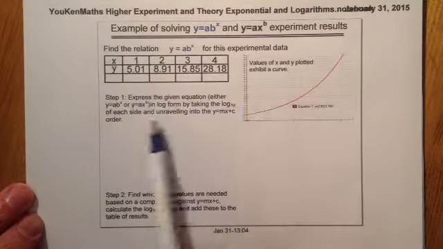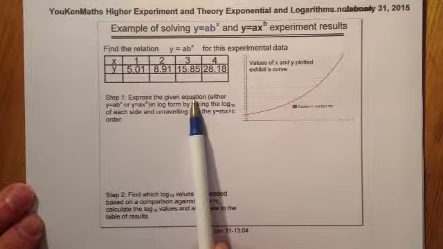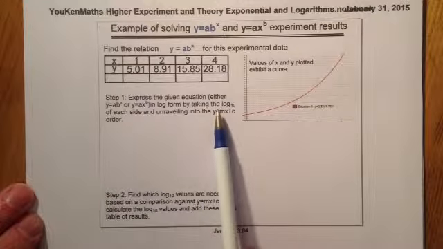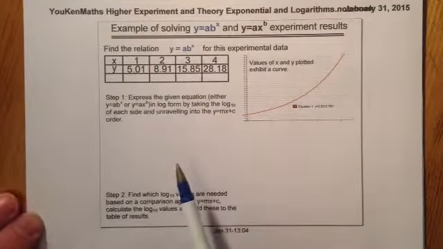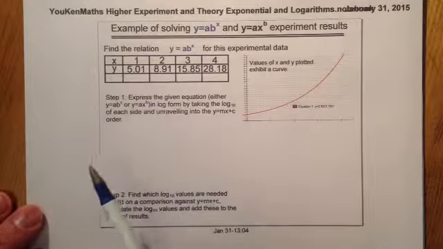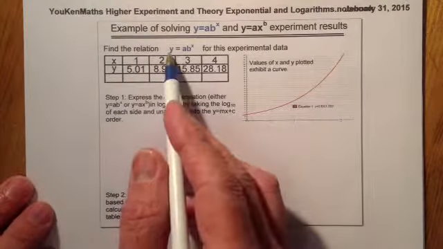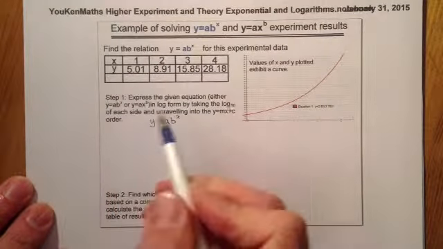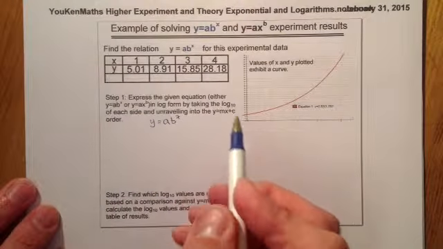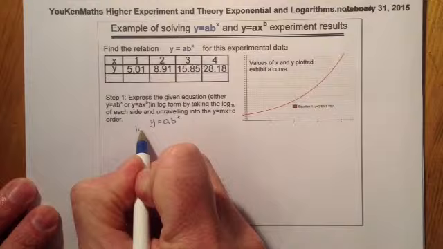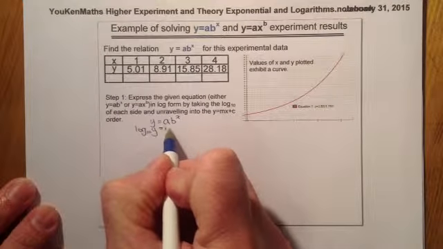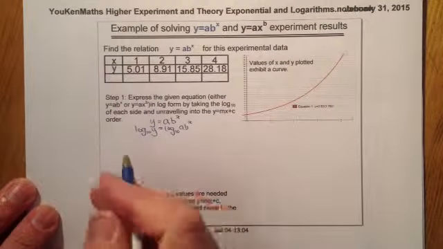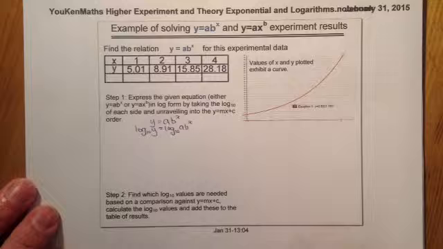Okay, so what we're going to do first of all is express the given equation in log form. I'm going to take log to the base 10 of each side, and I'm going to unravel that. So try and follow me as we go along. I'm going to start off with y is equal to ab to the power of x, right? So the first thing, we're going to take log to the base 10 of both sides. So I'm going to start with log to the base 10 of y is equal to log to the base 10 of ab to the power of x, okay? I'm going to drop the 10 because just log y we'll know is log to the base 10.